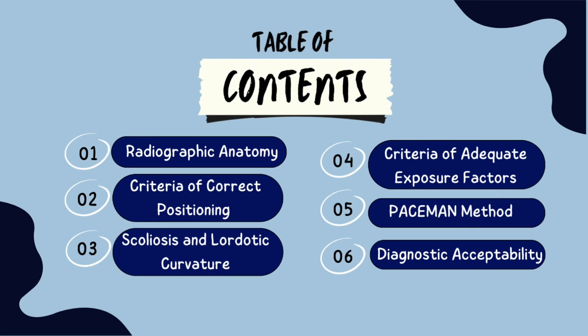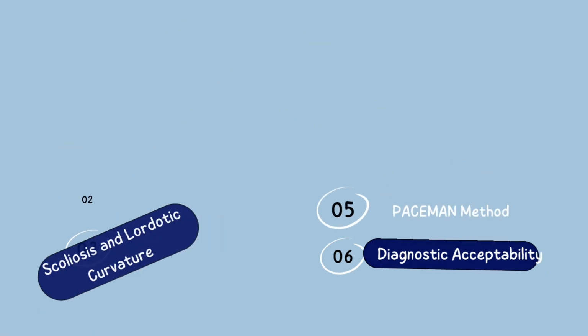In this video, I will be sharing information on the following key areas. First, the anatomy of the AP lumbar spine, the criteria for correct positioning, scoliosis and lordotic curvature, the criteria for adequate exposure factors, the application of the placement method, and lastly, diagnostic acceptability.